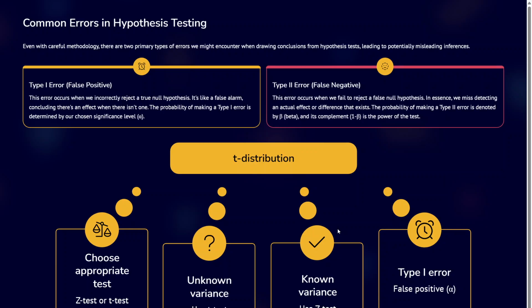Now, some common errors in hypothesis testing. In hypothesis testing, a lot of mistakes can happen. So, type 1 error is a false positive. Rejecting a true null hypothesis is like convicting an innocent person. And another one is type 2 error, or false negative. Failing to reject a false null hypothesis, that's like letting a guilty person go free. We try to minimize both, but there's always a trade-off.